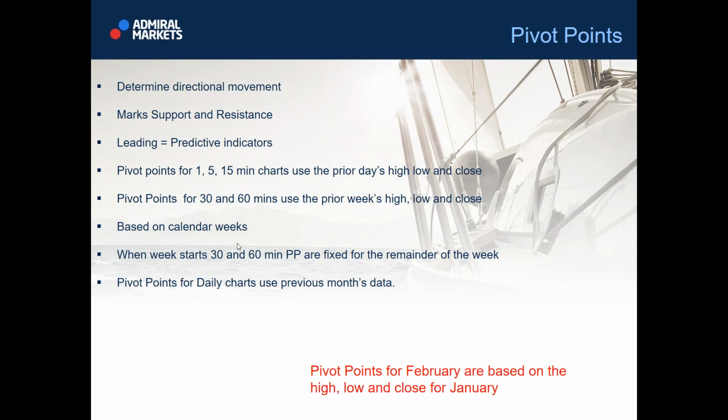Pivot point calculation is not always the same. Pivot points for 1, 5, and 15-minute charts use the prior day's high, low, and close. So this is important. Pivot points for 30 minutes use the prior week's high, low, and close. Have in mind that those are based on calendar weeks. So when the week starts, 30 and 60-minute pivot points are fixed for the remainder of the week.